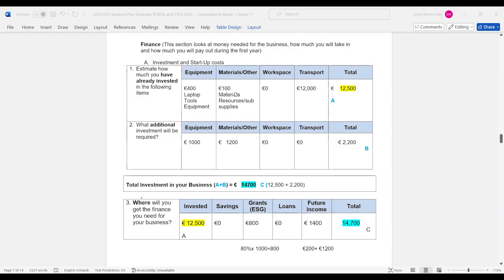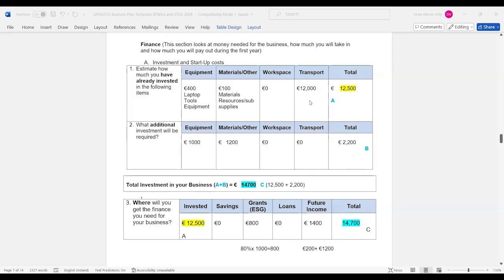If you have previously purchased any materials, resources, supplies, paid for subscriptions, anything of that nature, and you're going to introduce them into the business, put a value here on the materials and supplies you're introducing into the business. If you've already invested in some workspace, put the value here. If not, put in 0.